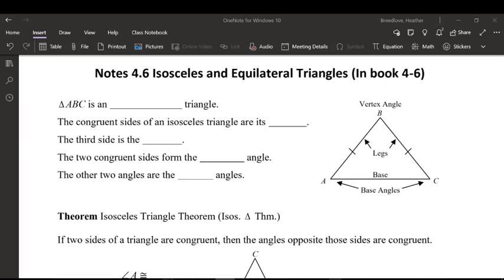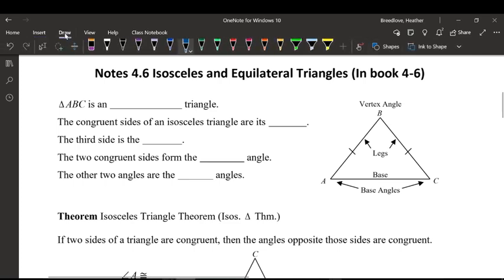Looking at isosceles and equilateral. So before I even start the notes, isosceles, if you remember, hopefully you do, stands for two sides. Isosceles is two sides, or two sides are the same. And equilateral means all sides are the same.